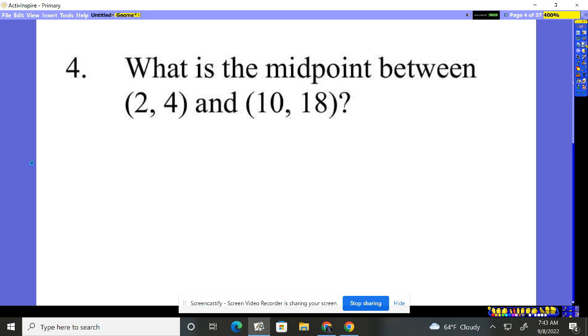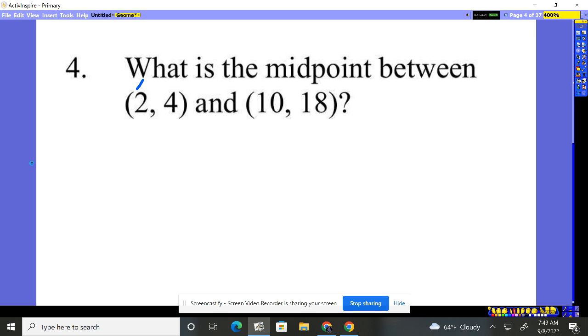Number 4, what is the midpoint? What does midpoint mean? Middle of something. How do I find the middle of two things? How do I find the middle of, if I made a 90 on a test and a 70? Oh, I add them together and divide by 2. That's what we're going to do here to find the midpoint of these points.